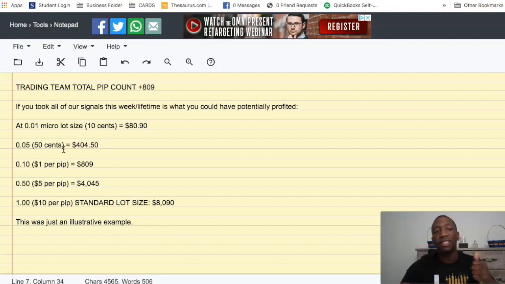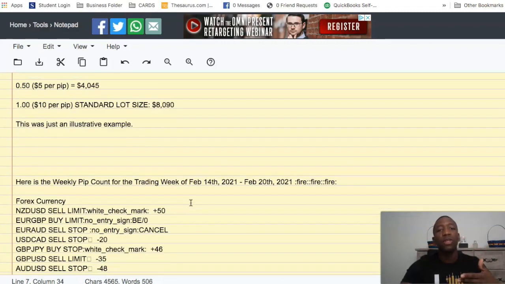If it was a 50 cent lot, then that would have been $404.50. If it was a 0.10, it would have been $809. If it was $5 per pip, it would have been $4,045. And if you did $10 per pip, which is a standard, that would have been $8,000 that you would have made. So let's move on to the third week.